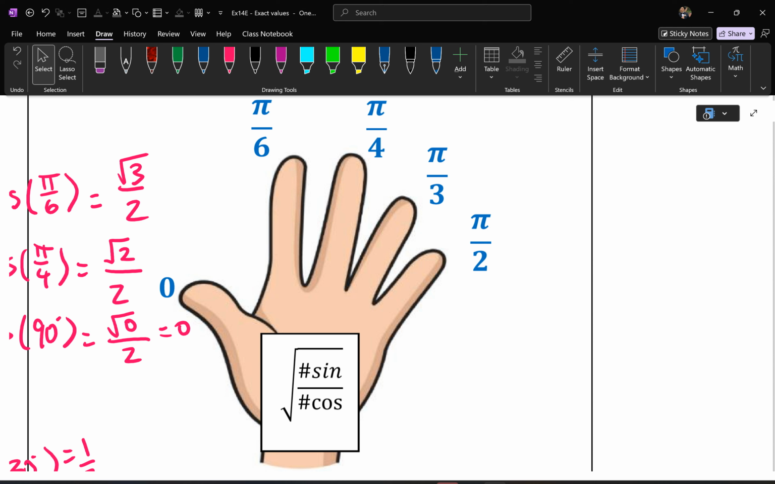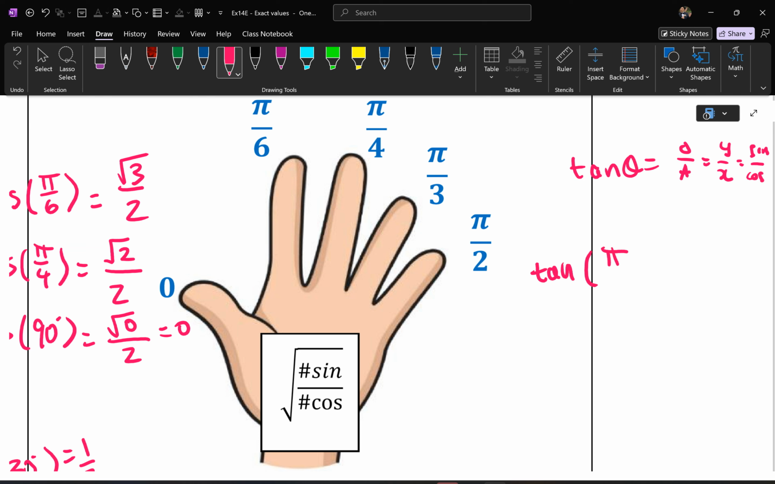Now it's easy to remember this formula because remember tan is equivalent to opposite over adjacent, right? Tan is opposite over adjacent, but you told me before was y over x. And y represents sine and x represents cos. So sine over cos. Yeah? So this is how it works.